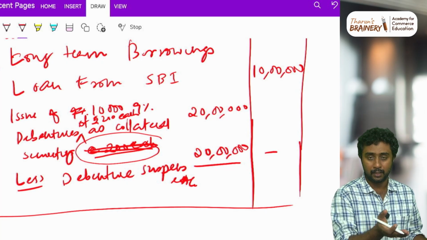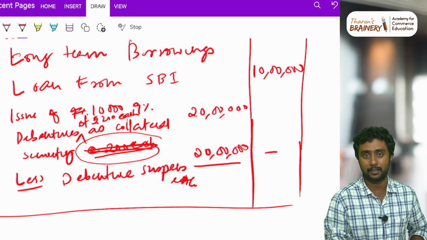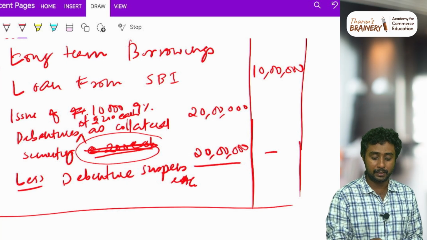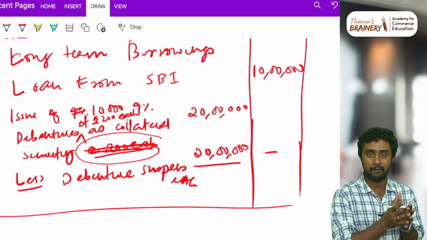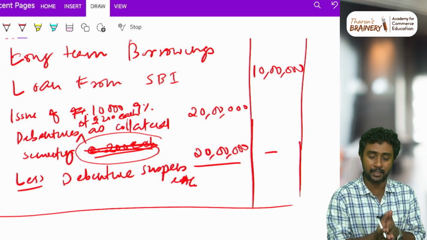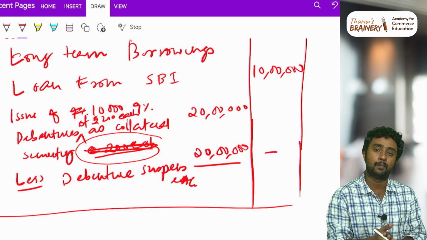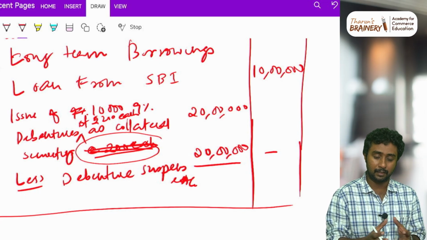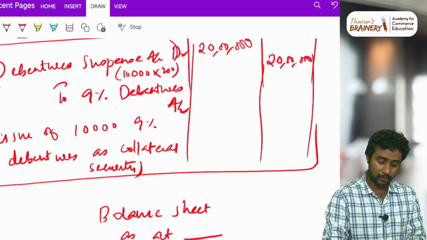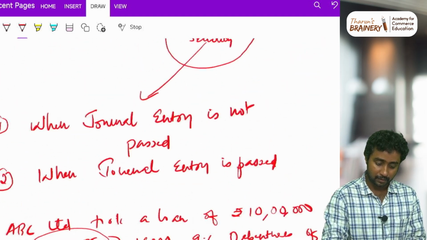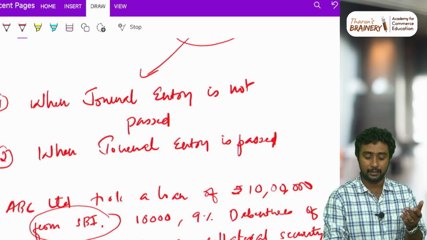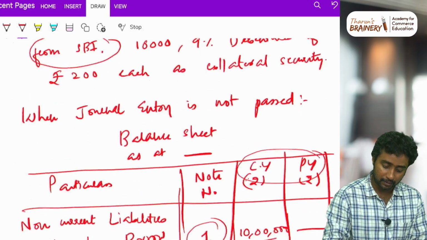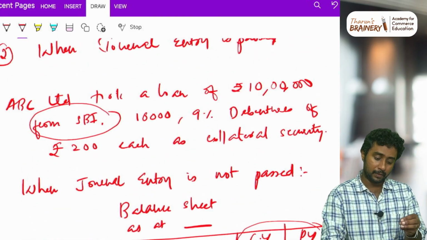You must be thinking, you wrote 20 lakhs and you deducted 20 lakhs, so what is the point of writing all these things? We are showing that we are using debenture suspense account to cancel the amount of debentures. Only that is the purpose of this. Okay, so understand the case clearly. We have discussed two cases in the question. The first case was when the journal entry is not passed, and the second case was when the journal entry is passed, and we have discussed one example question.